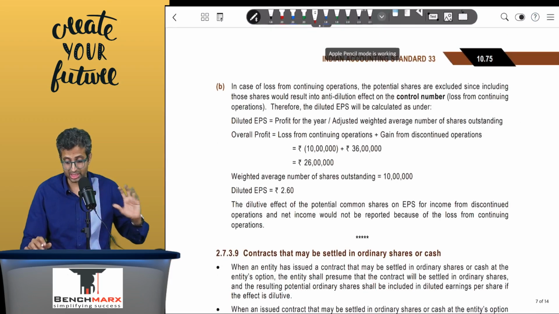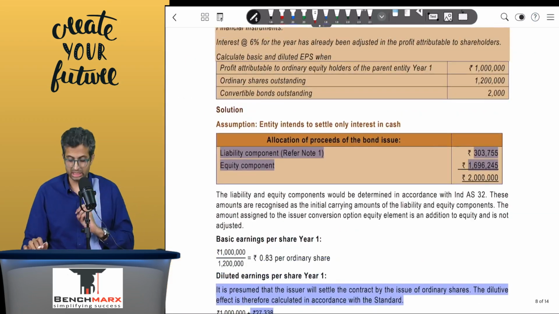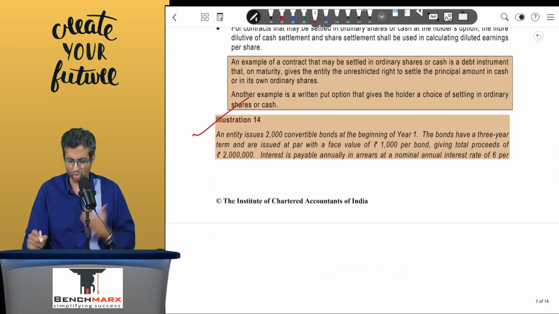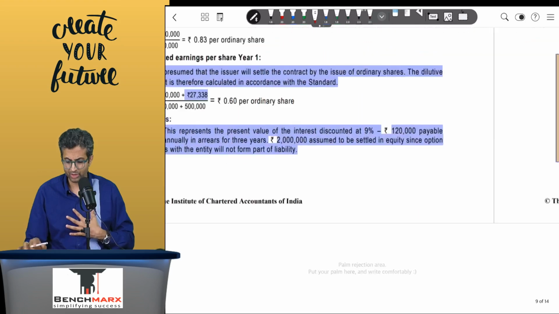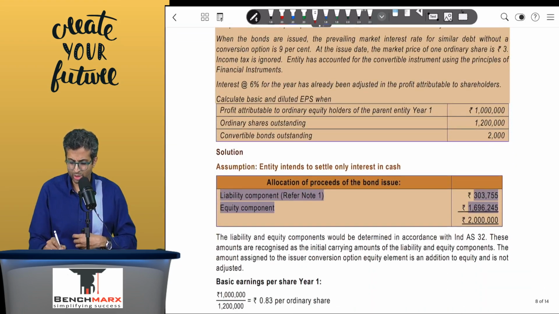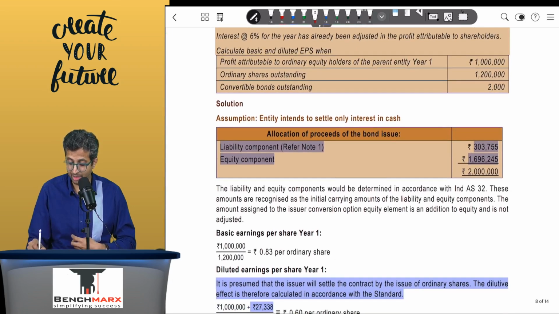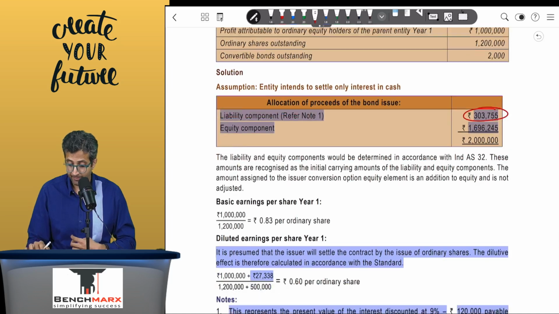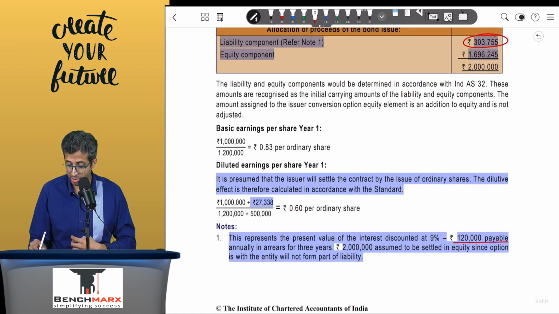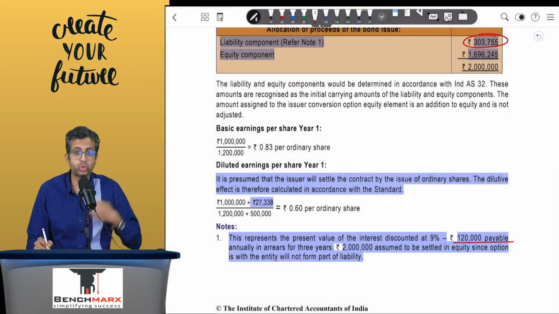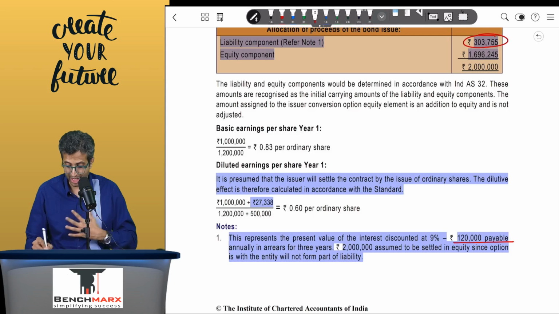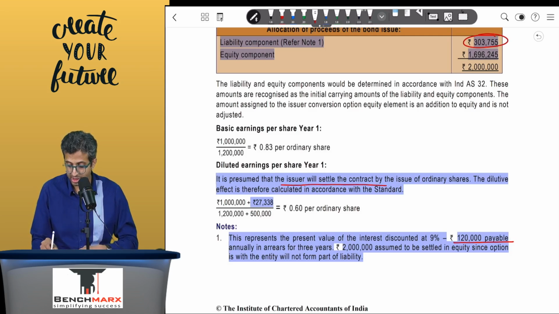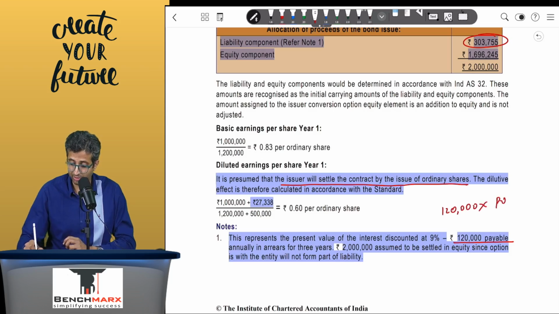But if you want a standard assumption for the institute, this is a very interesting thing. If you see this question, I am sure you would remember this, it's an important question. Over here, when you find the liability component, it is now merely 3,03,000. Now as you can see, they said it is presumed that the issuer will settle the contract by issue of ordinary shares, and hence you have calculated your liability component by taking only 1,20,000, which is your coupon, into the PVAF. There is nothing towards the principal which has been separately added.